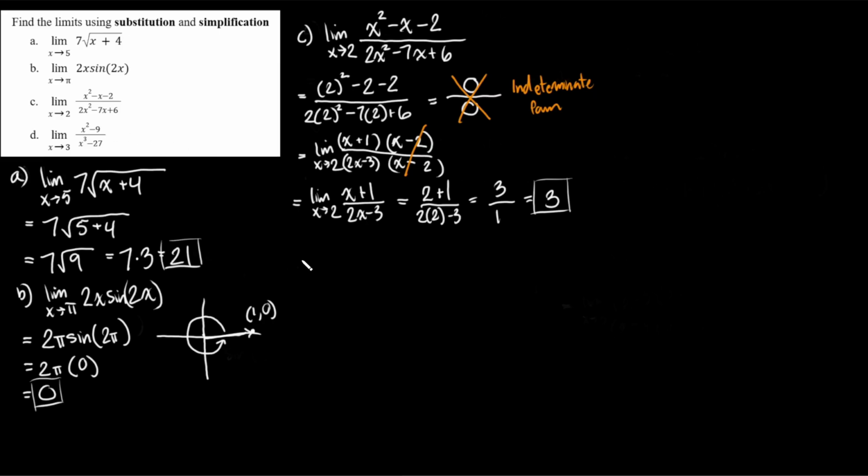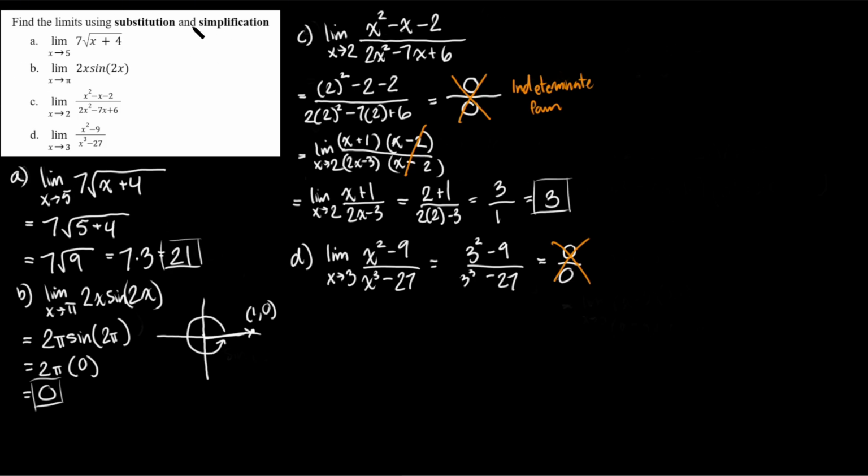Part D is probably a little bit more complicated. It says take the limit as x goes to 3 of x squared minus 9 over x cubed minus 27. If we do direct substitution, we get 3 squared minus 9 over 3 cubed minus 27. And that also gives us an indeterminate form of 0 divided by 0. So that's not helpful to us, and that clues us that we should probably use a different strategy, and so we should use simplification.